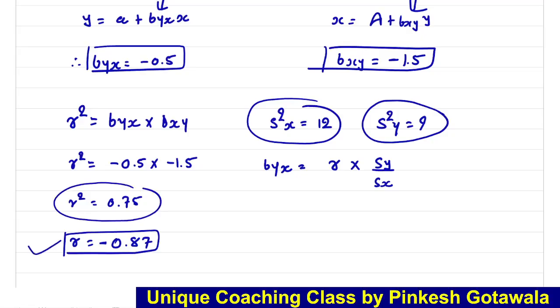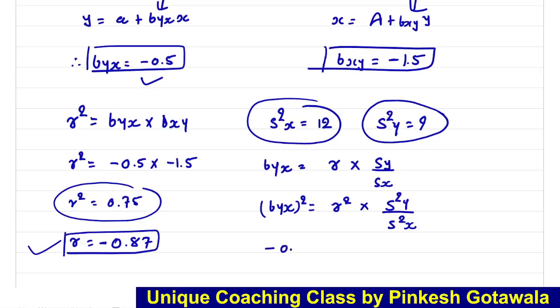Also we have the value of r square, 0.75. Yes, the r value is available, but r square is also available. So we can do one thing: take the square on both sides. By that, our calculation becomes easy. How? You can just check.